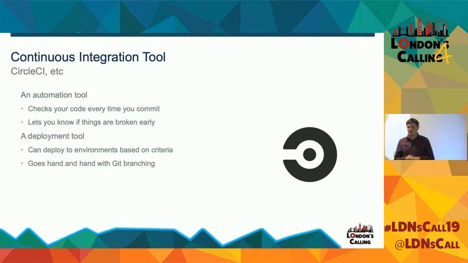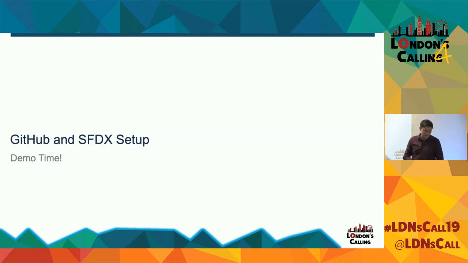What these tools do is let you run automatic steps or scripts when things happen to your code. So when you make a change, or when you commit to a branch, or when you merge, and so forth, you can run automatic scripts which can move code around between different orgs, or call other things like automated testing or static code analysis. So let's set up GitHub and SFDX, and I'll run you through that.